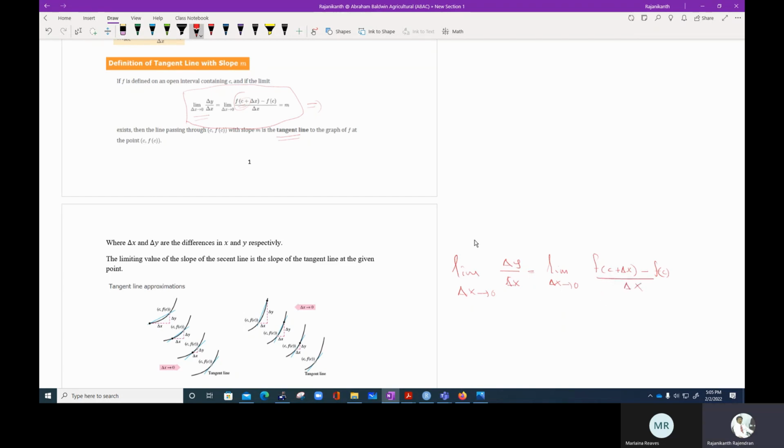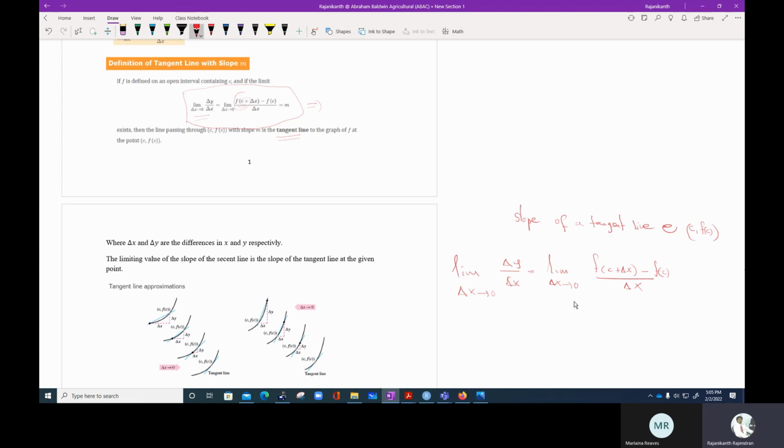This is the definition you have to keep in mind if you want to find the slope of the tangent line at the given point c comma f of c. So this is a point, c is the x coordinate and f of c is the function value, the y coordinate. So remember this formula.